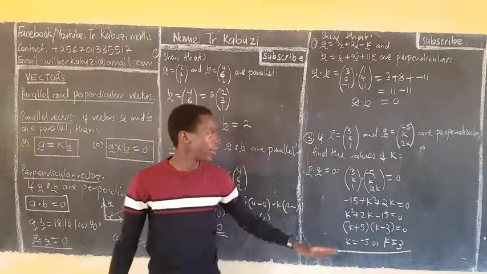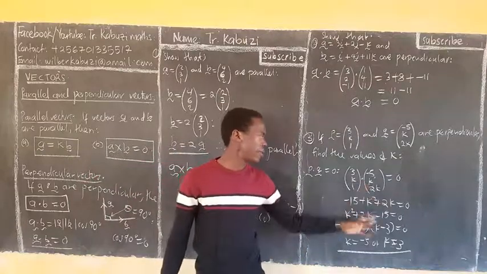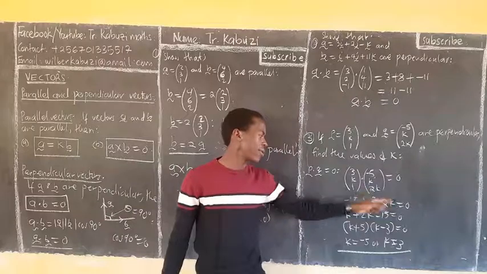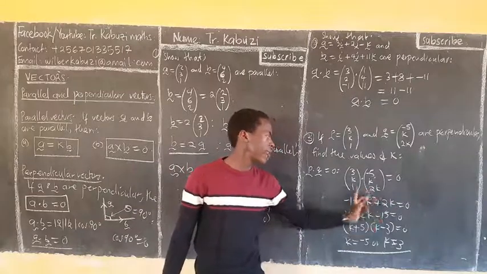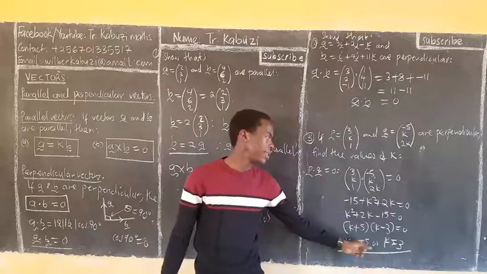So remember, you can try putting any value of k here to check if you get 0. If you put this one, you try to see if you get 0, or you put k in one by one.